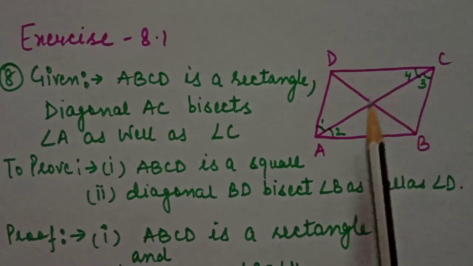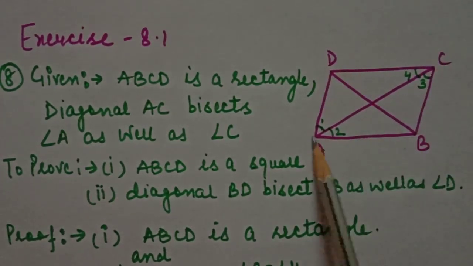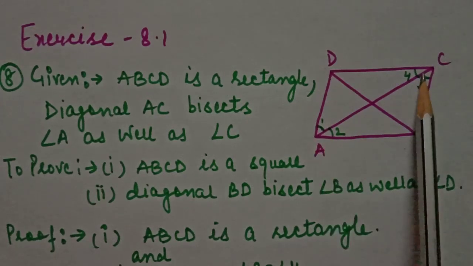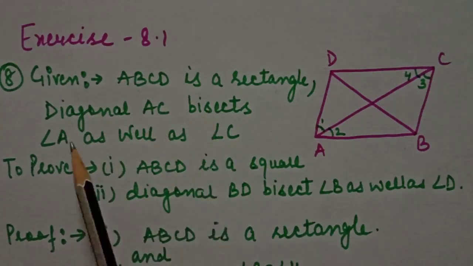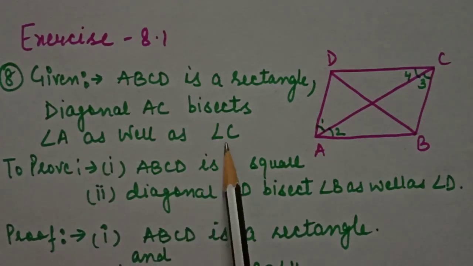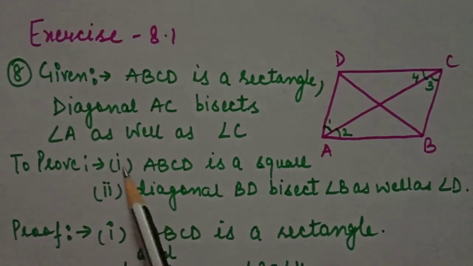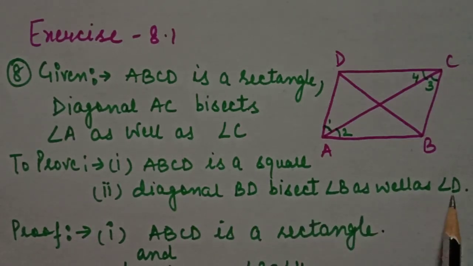So students, first of all, we have a rectangle ABCD in which diagonal AC bisects angle A and angle C. It is given. So ABCD is a rectangle, and diagonal AC bisects angle A as well as angle C. To prove: first part, ABCD is a square. Second part, the diagonal BD bisects angle B as well as angle D.